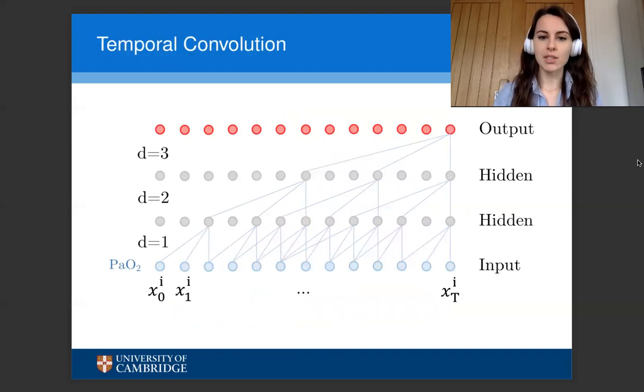An example time series is shown along the bottom, and we can see that as we go through the network, the convolutional filters are dilated more and more until we have an output neuron that's able to extract a trend over the entire patient's stay.